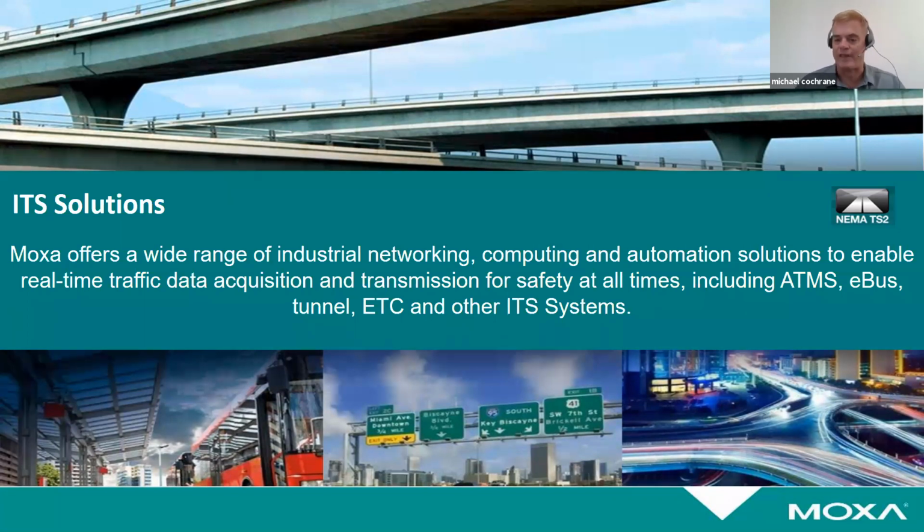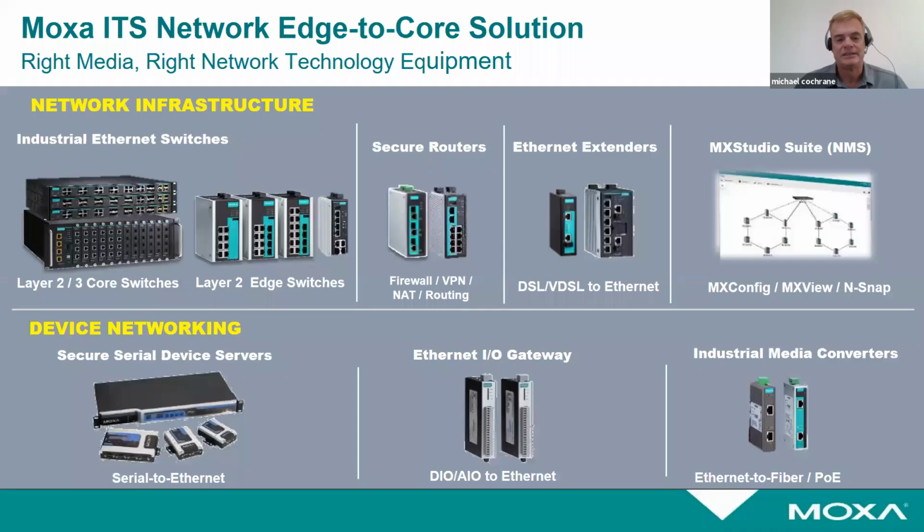One of the reasons for that is our broad product portfolio that fits well into this space. I would put it into 2 categories: network infrastructure and device networking. On the network infrastructure side, we've got our industrial Ethernet switches, both switches that would go out in the field or on the edge, and also back at the core, at the TMC, in layer 2 and layer 3. If you want to go up to layer 3 and implement some of those best practices or layer 3 applications, we've got the secure routing for any firewalling, VPNing, NATing, or routing that you want to do.